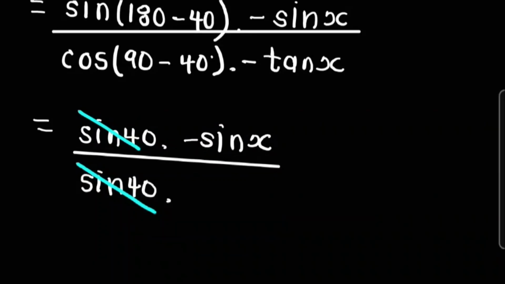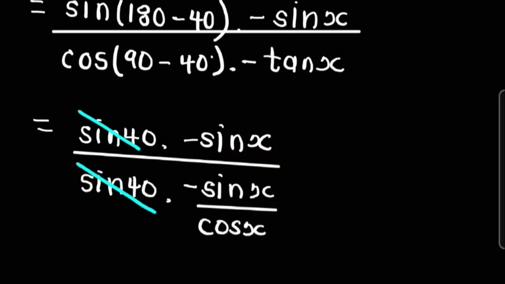I'm now going to expand tan as sine over cos. What actually happens here is that the negative sine x and the negative sine x cancel out with each other, and we've got 1 in the numerator over 1 over cos x. So cos x is our final answer.